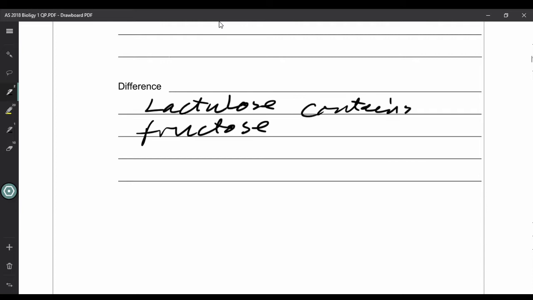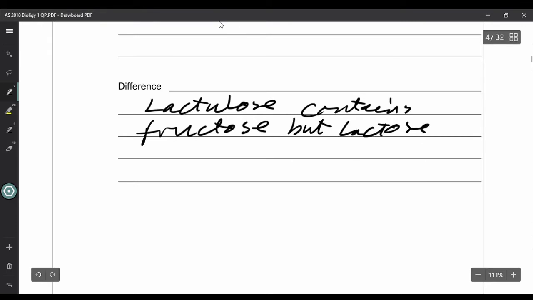So to get the mark, you've got to put but lactose contains glucose.